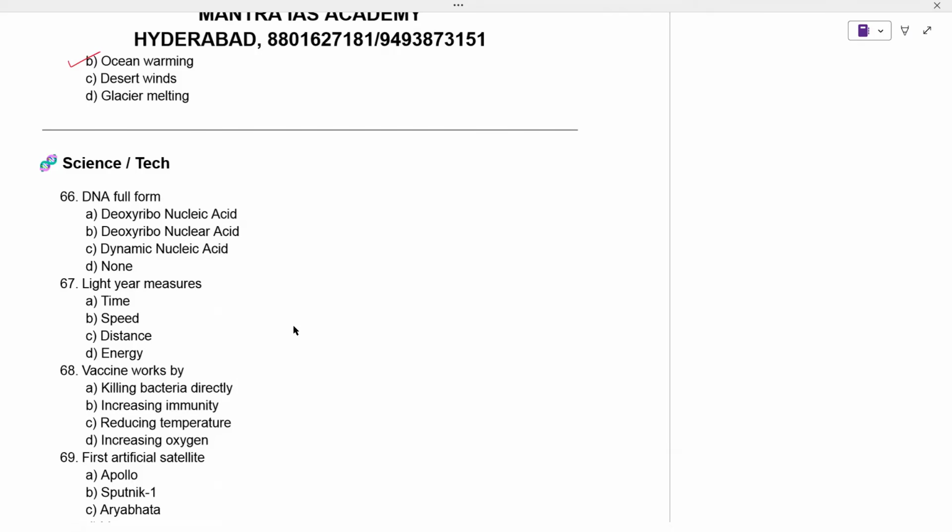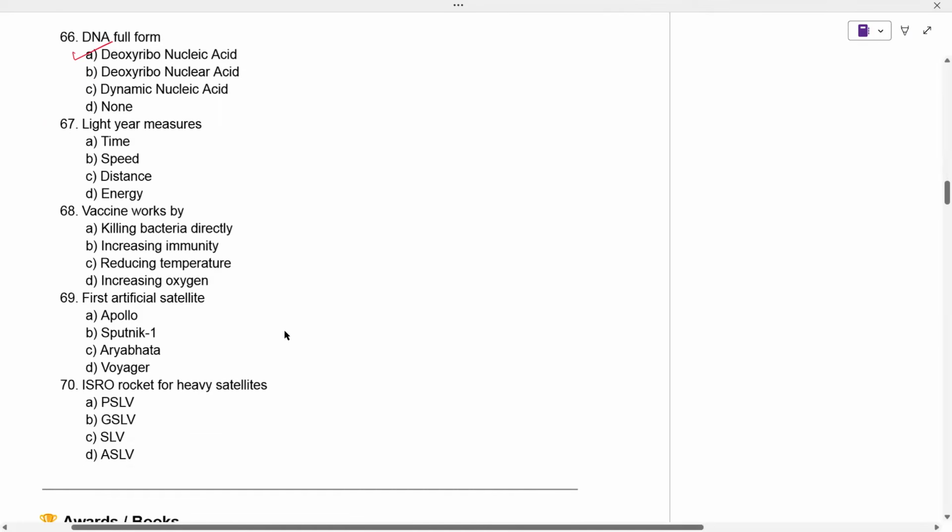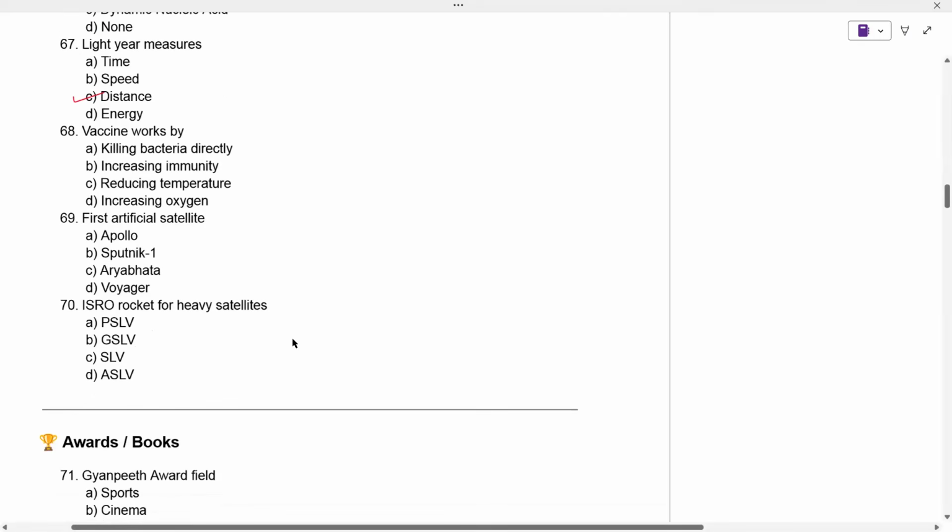DNA full form. Option A, deoxyribonucleic acid. Yes, that's the answer. Next beta, light year measures time, speed, distance, energy. No doubt it's distance, between the sun and the earth, like that you can say light year. Now, vaccine works by killing bacteria directly. Option B, increasing immunity. C, reducing temperature. D, increasing oxygen. No doubt the answer for this question, beta, increasing immunity.